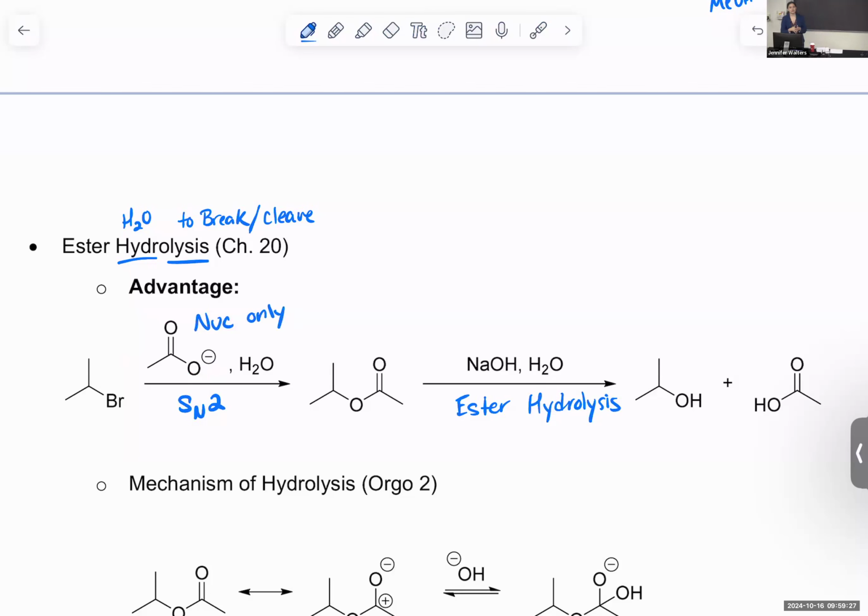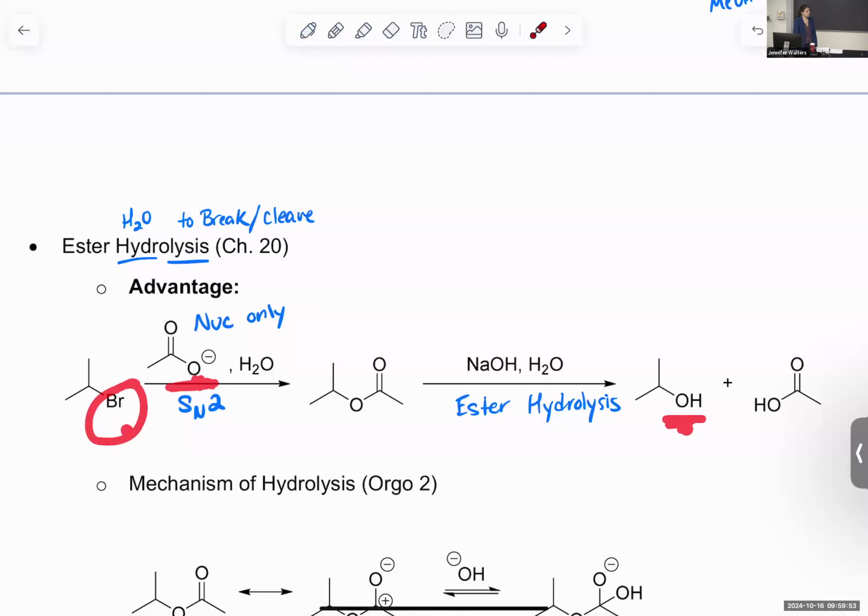Because your acetate, if it takes a proton, becomes a carboxylic acid. Carboxylic acids are acidic, so it's not going to act as a base, it's only going to act as a nucleophile. So that's the benefit here, it ensures that I'm going to be able to use a strong nucleophile to replace this with an OH. Whereas if I just used hydroxide, I would get elimination.